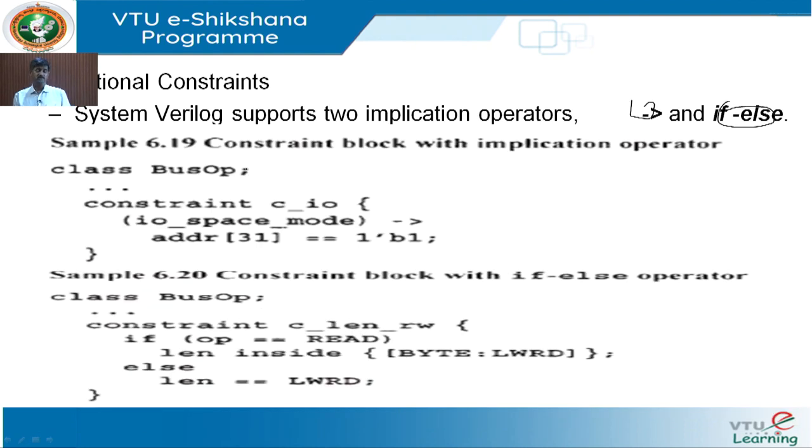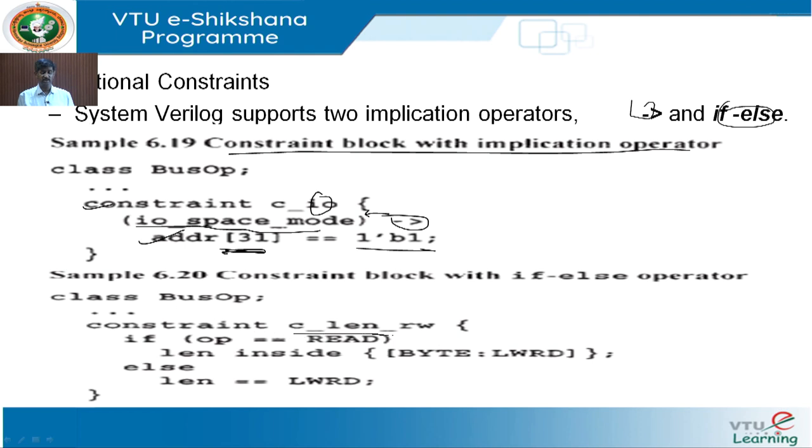So let us take an example. Class bus operator with implication operator, constraint c io. IO space mode. So I'm using an implication. So io space mode, which is a variable, is a constrained rand variable, which takes an address of 1 for its 32 addressed values. The constraint block with an if else, the same thing can be used with an if else also.